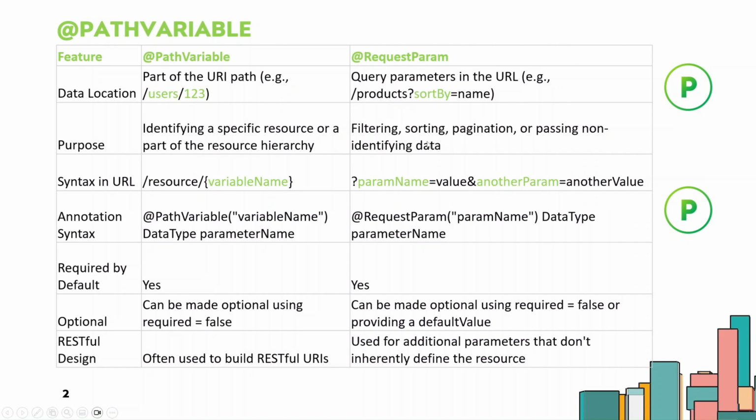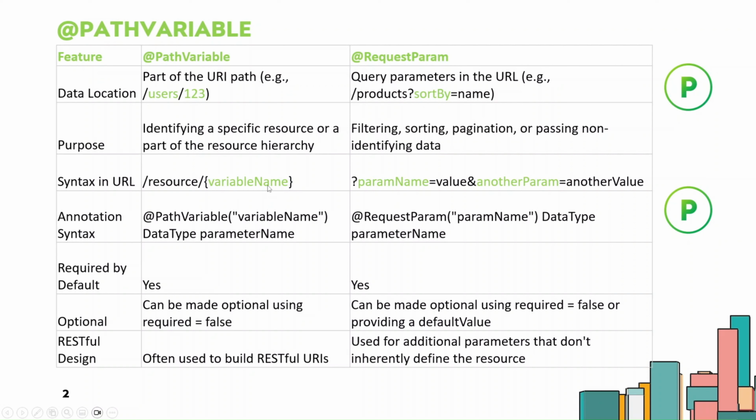By using request param, we can display the data in a much more meaningful way: sorting, paging, ascending, descending. Sometimes we also pass username and password. That's not a good practice, but we can pass a few parameters, and those parameters we can pull with request param. That's how I remember: param, param; path, path. Simple.